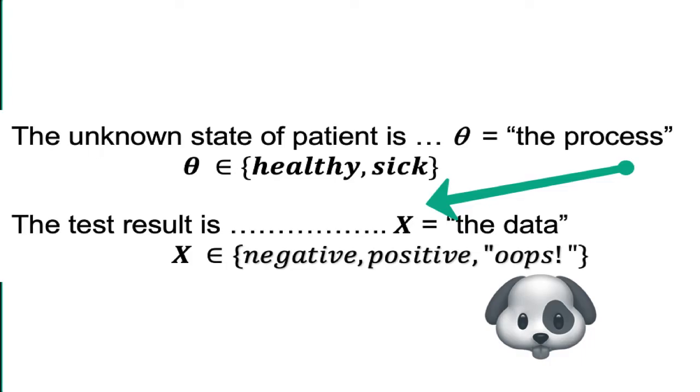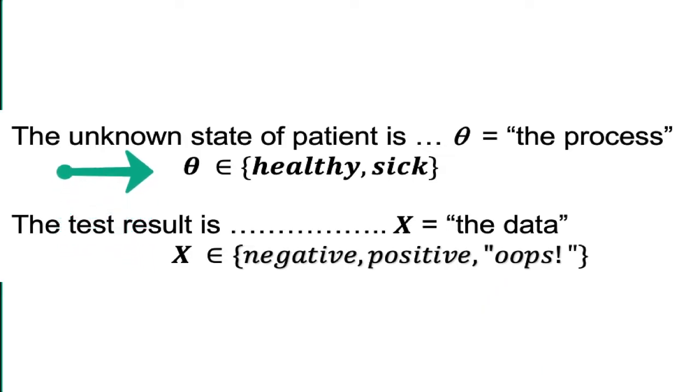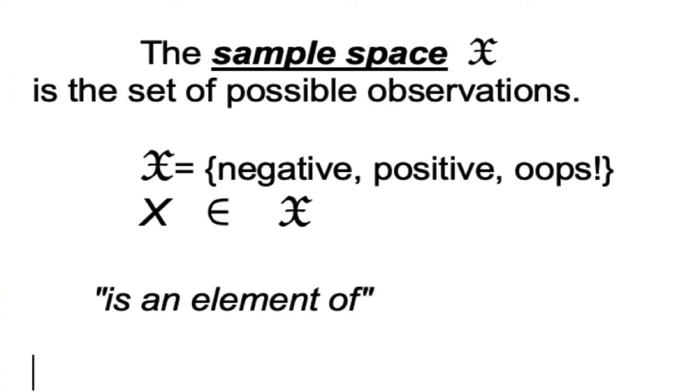The X is the test result, and that's an observation. X is the result of a process under a particular state of nature, theta, which is the patient is theta equals healthy or theta equals sick. For X in what we're going to call the sample space, this beautiful little rabbit of a capital X here. Going to look like a rabbit?